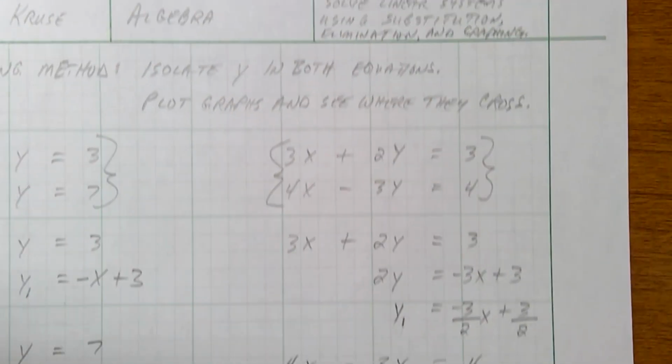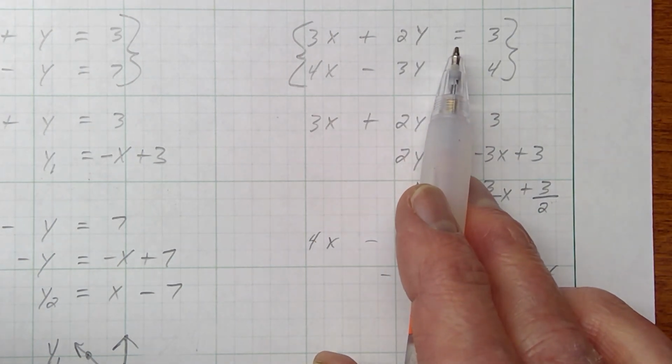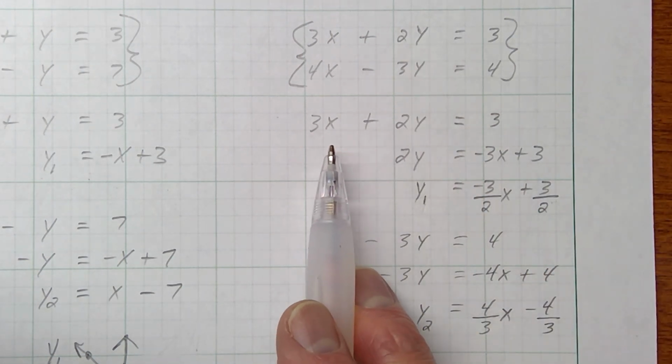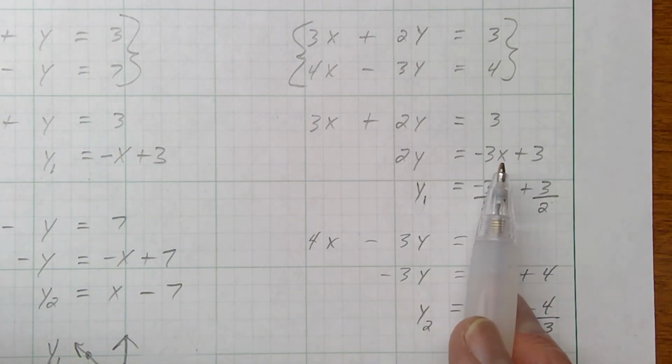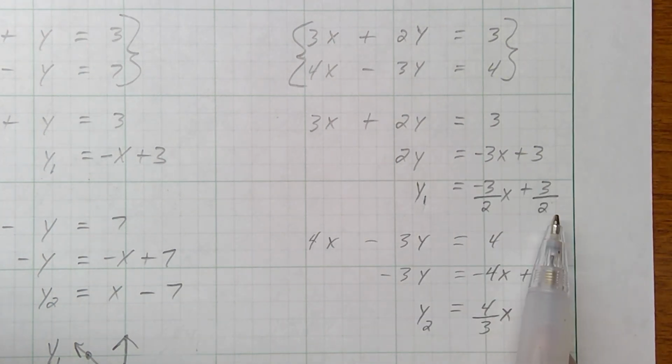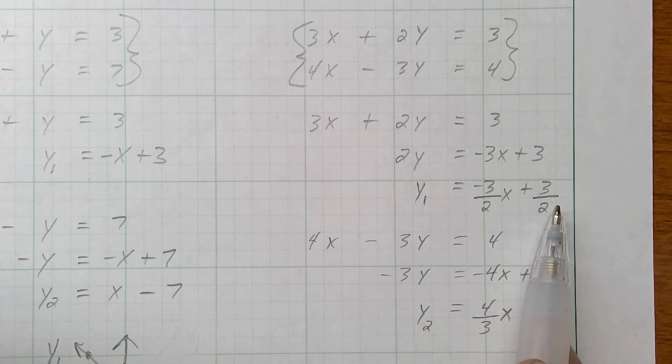But let me show you on this other system here. So on the other system, I'm going to work on this first equation. I'm going to get that y alone. Minus 3x looks like this. Divide by 2, divide by 2, divide by 2 looks like this. And you can use negative 1.5 and positive 1.5 if you like.